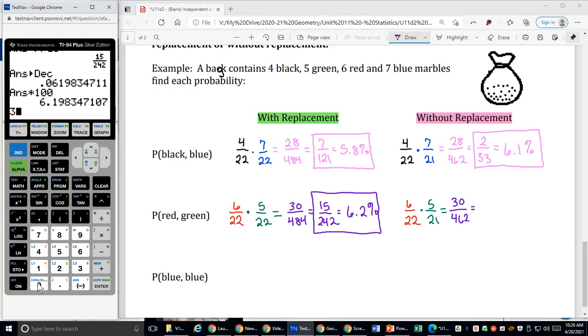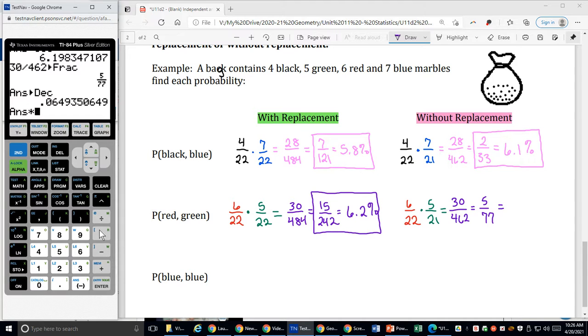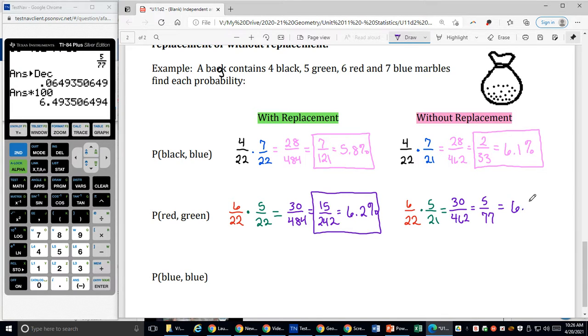So as a reduced fraction, 30 divided by 462, math, fraction, enter, 5/77, which as a percentage, math, make it a decimal, enter, times 100 is 6.5%. So I have a little bit better chance there. Oops. I want to put my box around both the fraction and the percentage because they are both correct answers.